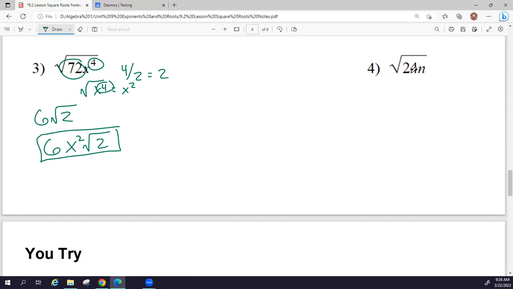I think we square rooted 24 before, and we got 2 root 6. This is n to the first power. 1 is not an even number, so we can't divide it by 2. We can also not break it up. There's only one n there. And so that n has to stay underneath the square root. We can't square root it. And that's as simple as it gets.